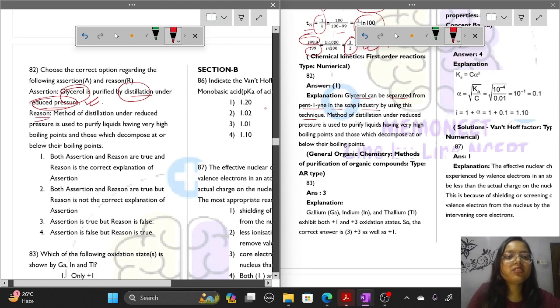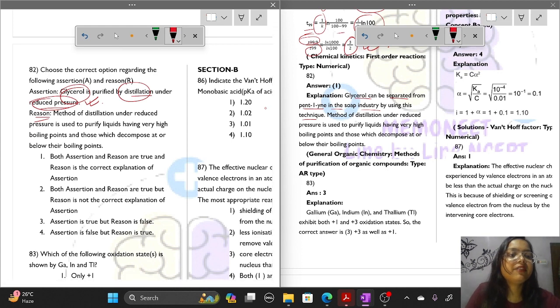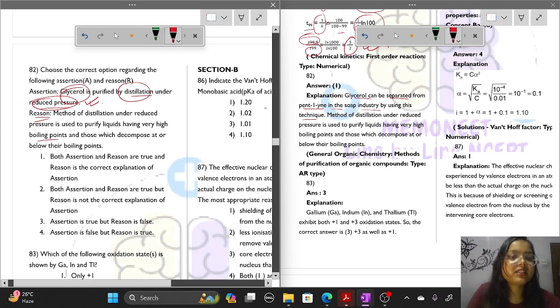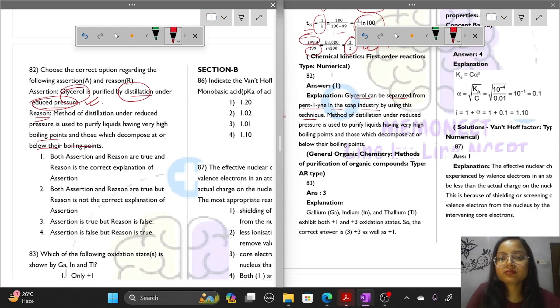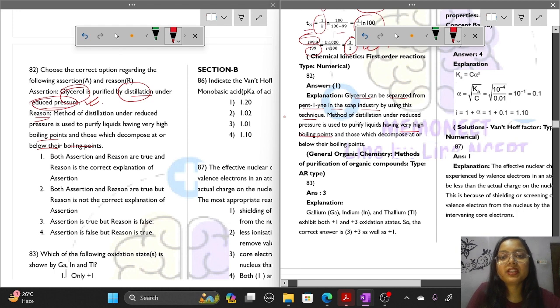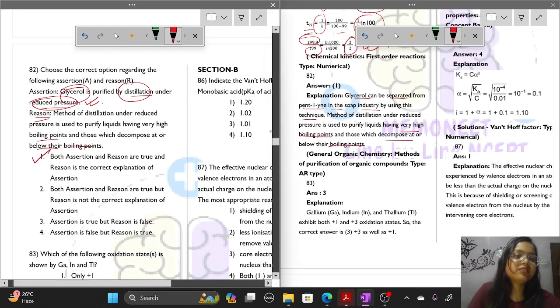For the reason, the method of distillation under reduced pressure is used to purify liquids having very high boiling points and those which decompose at or below their boiling points. So the method of distillation under reduced pressure is used to purify liquids having very high boiling point. Okay, it is also correct. So assertion and reason both are correct. Option A is the correct answer.